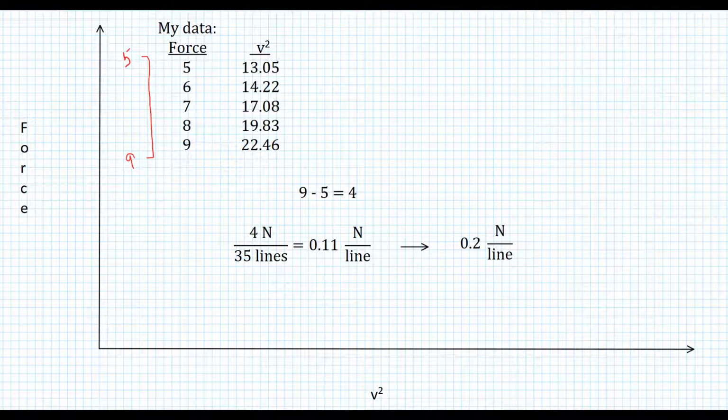That means I could get a lot more than 4 newtons in that y-axis, but that's okay. Those will be spread out enough for me. So 0.2 newtons per line. Let's add that scale to the y-axis. I've added the scale to my y-axis.